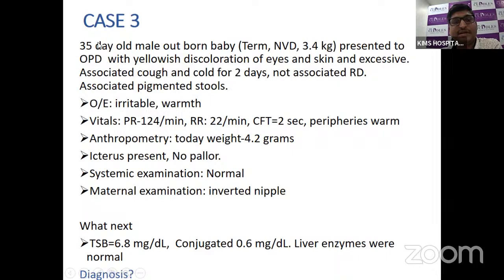Because the child is more than 4 weeks old, we have to measure bilirubin. In all children, look for pathological jaundice with a duration of more than 2 weeks. Here the total serum bilirubin is 6.8 milligram per deciliter and conjugated is 0.6 milligram per deciliter, the direct bilirubin. So here it is predominantly unconjugated hyperbilirubinemia and the child is 35 days old.